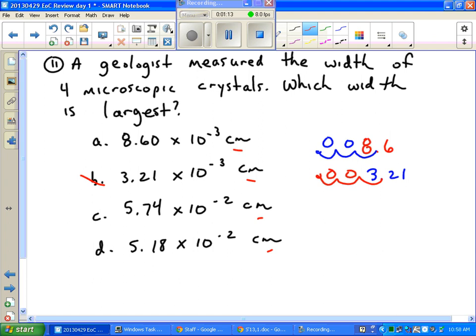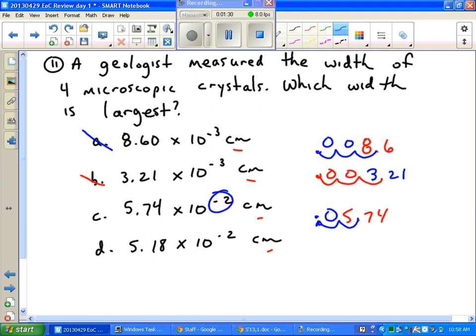As you look at the other ones, when you compare them, you have 5.74 times 10 to the -2 compared to the -3. So that means you're only moving it once, twice. So 0.0574. Notice that is much higher than 0.00 something. So it's definitely not going to be this.